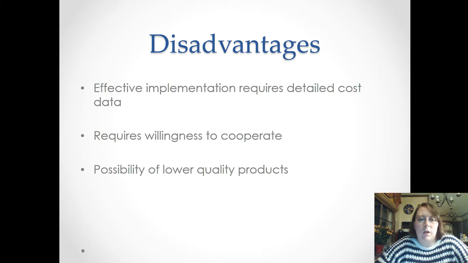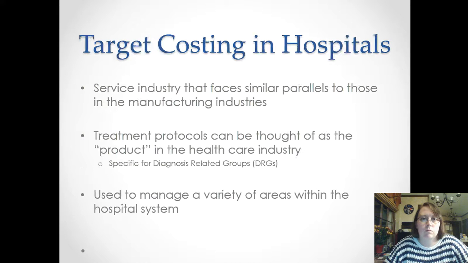And you always have the possibility of a lower quality product because you are reducing costs early in your production phase. You may be doing that by using lower quality materials on the front end to build your product, possibly resulting in a lower quality product later on.